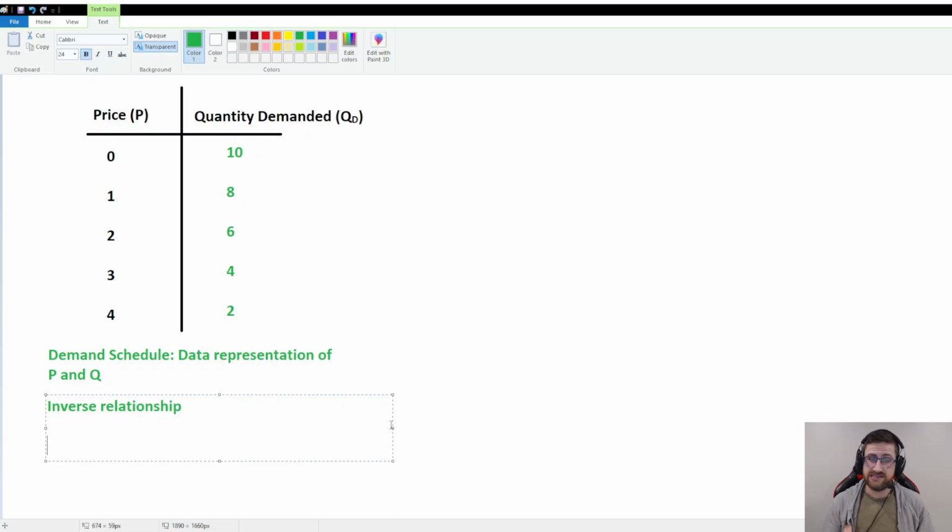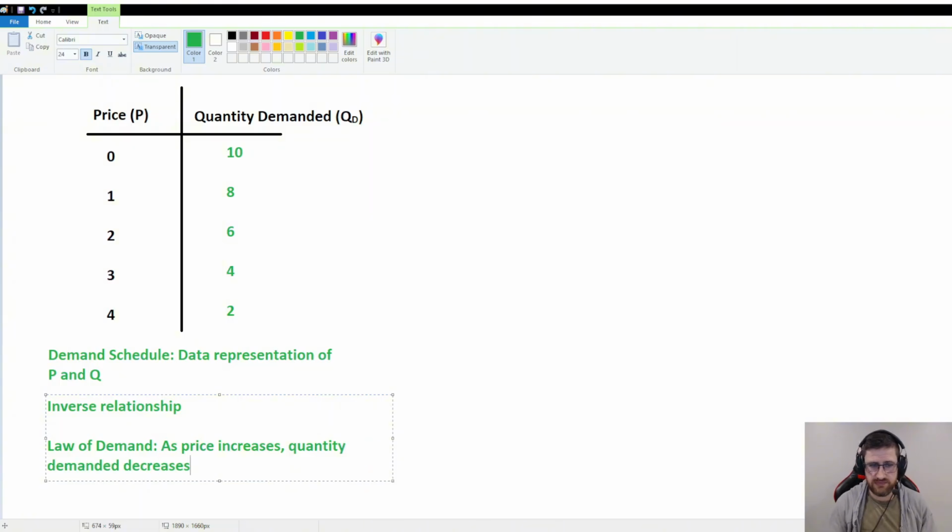Now, to formalize this a bit more, we use what's called the law of demand. And the law of demand simply states that as price increases, quantity demanded decreases. It is not a very complex law, right?